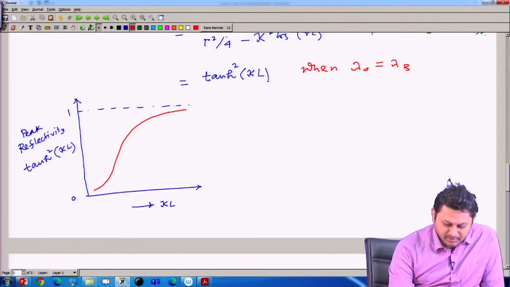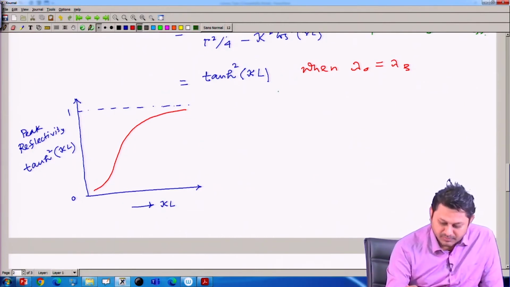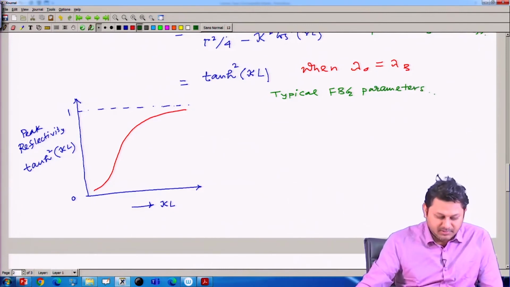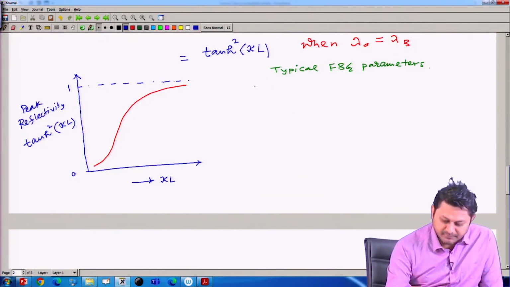And if I have a typical FBG parameter, let me write it down. Typical FBG parameters. What are the typical FBG parameters? Let me list here. One is n effective, which is very nearly equal to say 1.447.